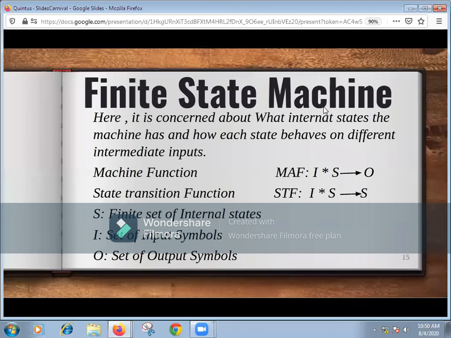Now in the same way, we have to look at the finite state machine. For a finite state machine, you have to use one basic machine where the MAF, that is the machine function, shows a particular input and produces a particular output. Now in a finite state machine, for example, you have to find mod 100, or mod 10. Let's take the example of mod 10. Then what is the output of mod 10? Can anyone tell? What is the output of mod 10?